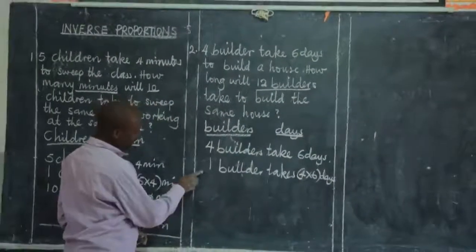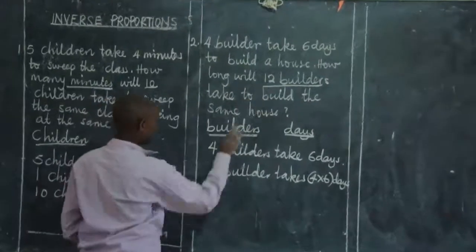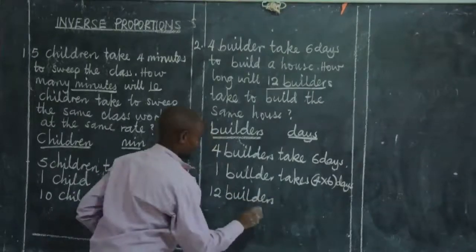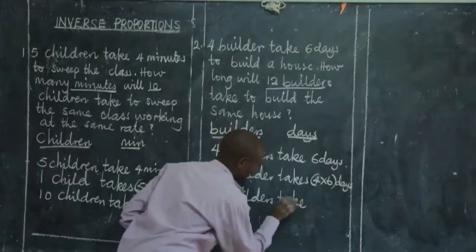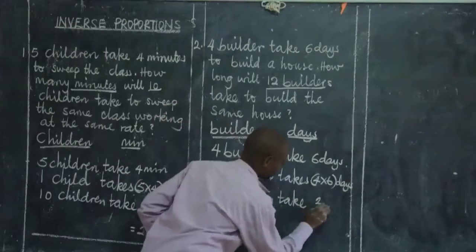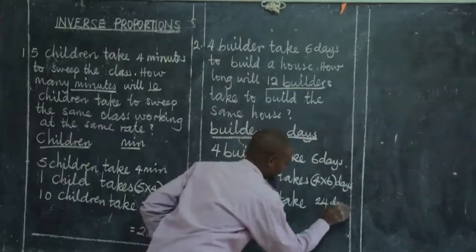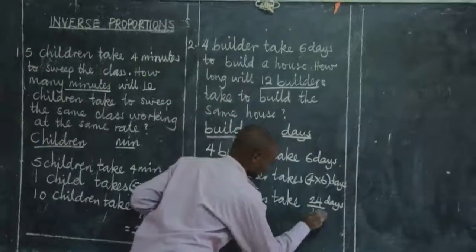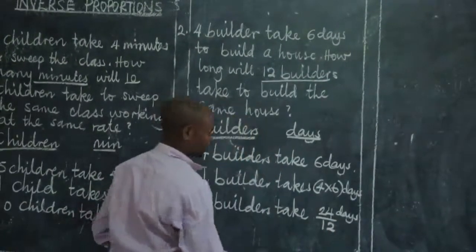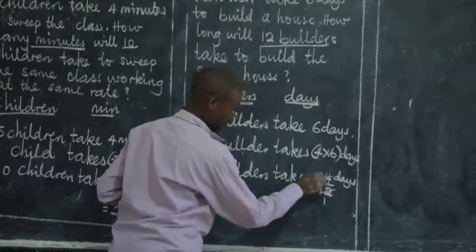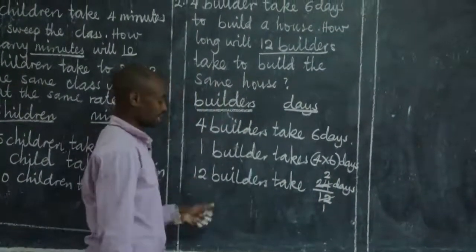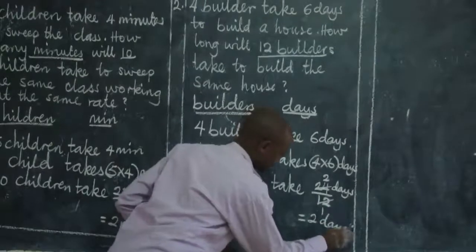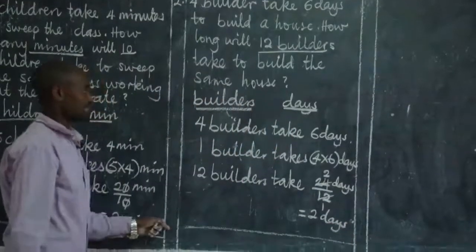Okay? What about if I increase from 1 builder to 12 builders? Twelve builders will take, the product here is 24 days. But since they are now 12, they will divide this, they will share. So by 12 once, by 12 2. So it means when there are 12 builders, they are going to take only 2 days.